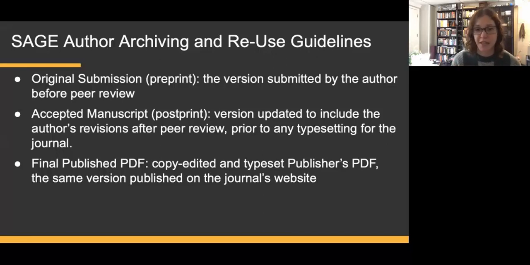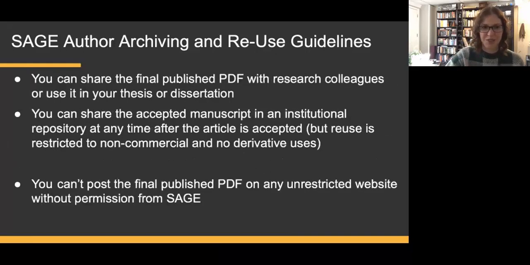So these 3 are really important because generally speaking, you have rights to use and share your article after publication, but it depends on which of these versions you're using. So here are some common examples. You can share the final published PDF only person to person, for example, with research colleagues, not publicly online. Or you could use portions of it in your thesis or dissertation.